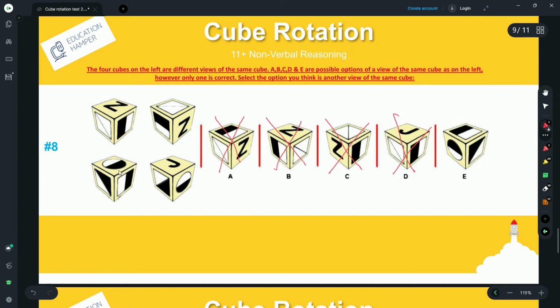Here we have the circle with the black part facing this shape of the square. So we see that here. And the triangular part of this black section is facing towards that circle. And we can replicate this by twisting this round in that orientation. So the answer here is E. That's the correct answer.